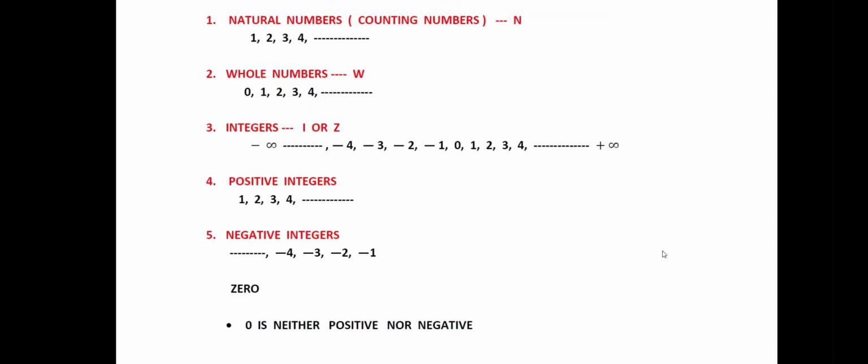Natural numbers are also called counting numbers and are denoted by N. They start from 1, 2, 3, 4 till infinity. Whole numbers are denoted by W and start from 0 to infinity. Integers, I or Z, go from minus infinity to plus infinity. Positive integers are 1, 2, 3, 4 to infinity. Negative integers are -1, -2, -3, -4 to minus infinity.